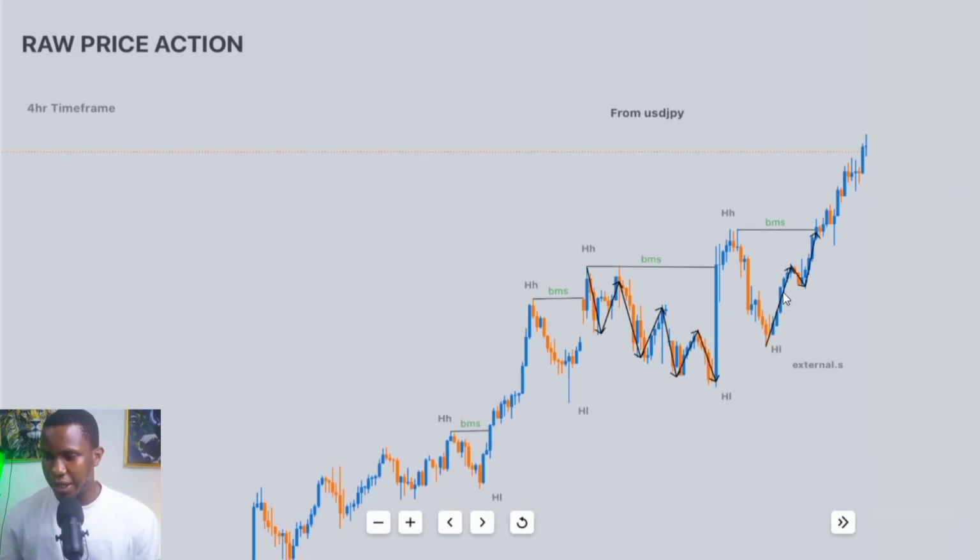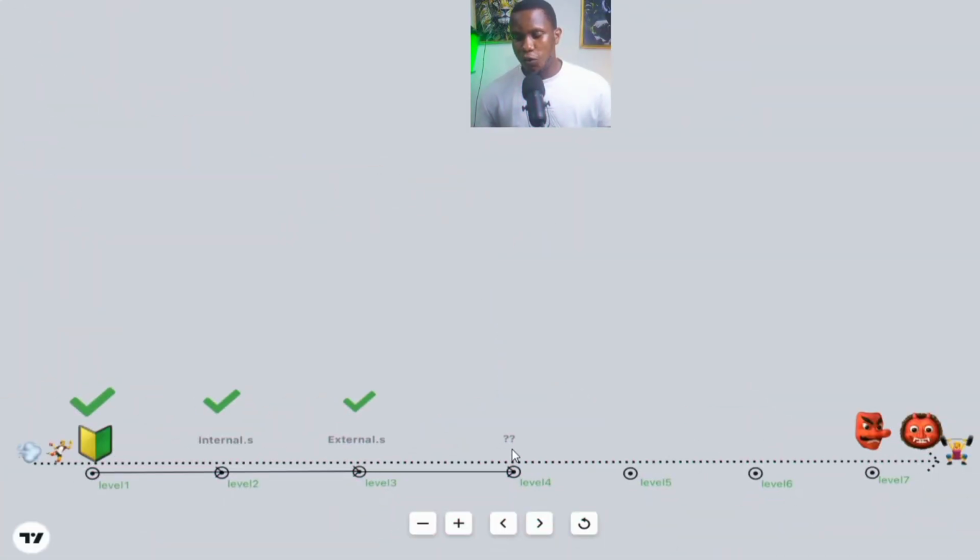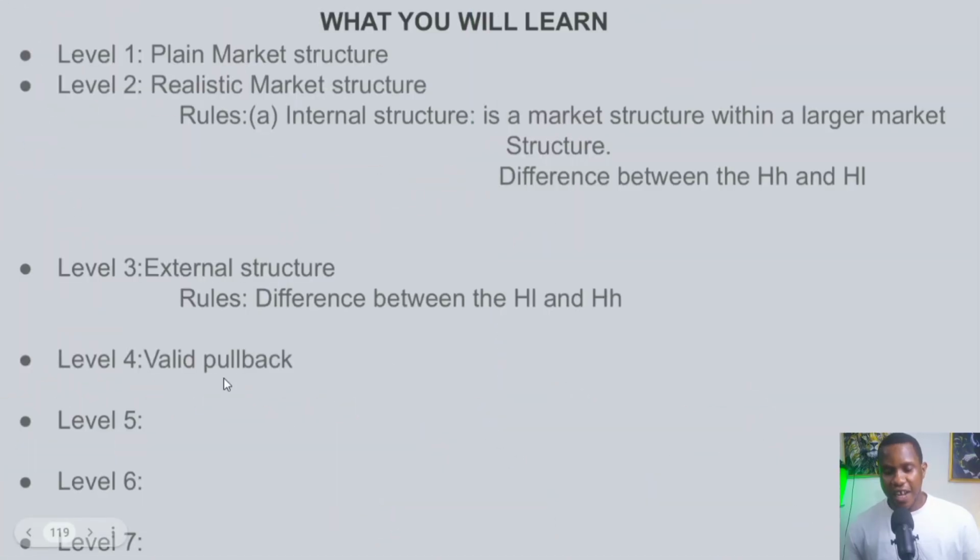And there, can you see our external structure, guys. But a mistake I see traders make is identifying this as a market structure. If I think here is a pullback, I'll talk about this in a moment. We are now in level 4, which is what? Valid pullback. You need to master market structure.